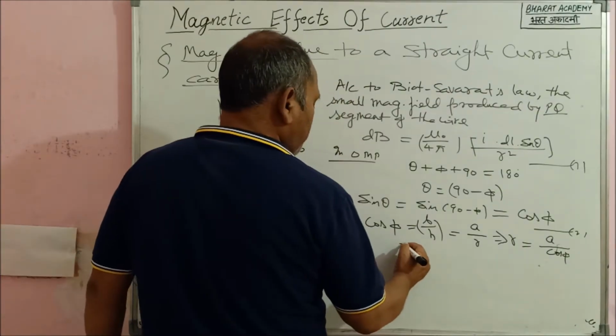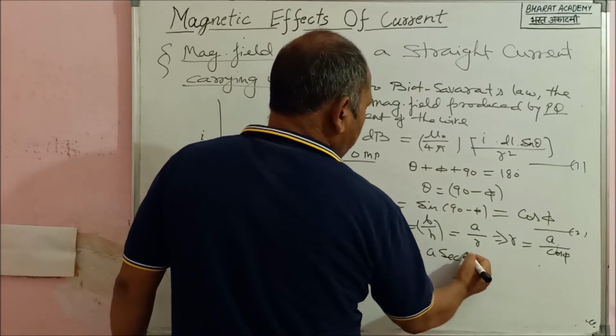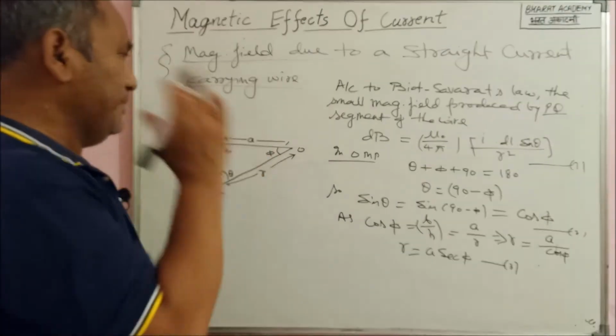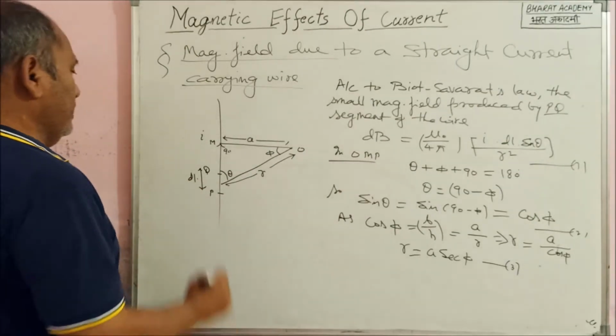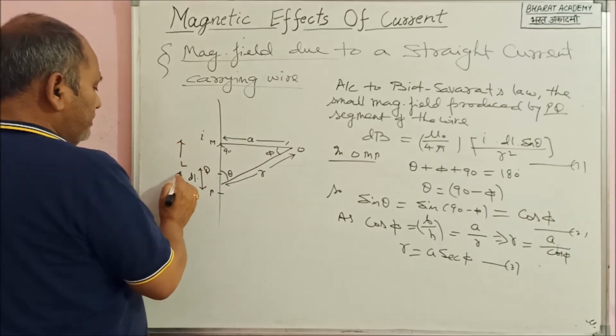Means I got a substitution for R. R can be written as A sec phi. This is the second substitution, right? Then we are having dl, right? Let this length be L.